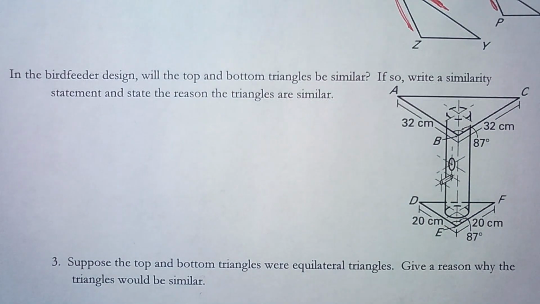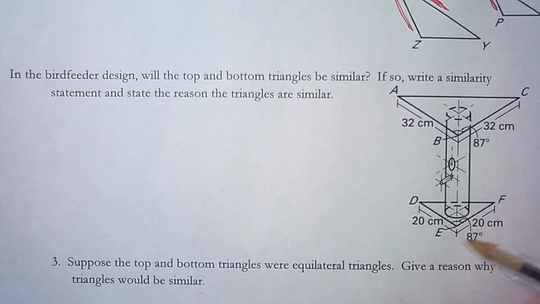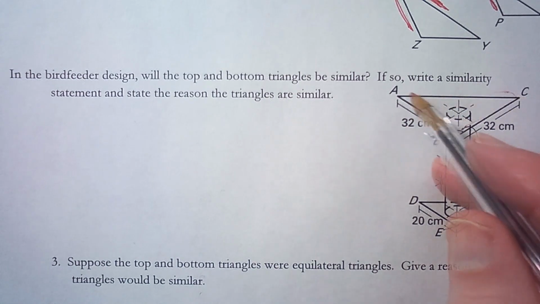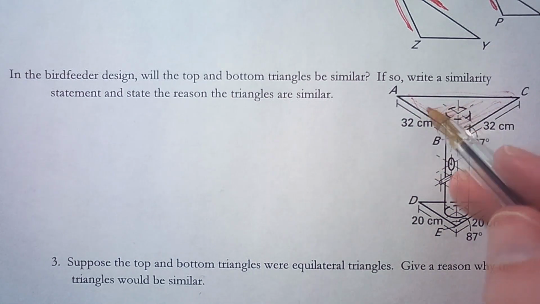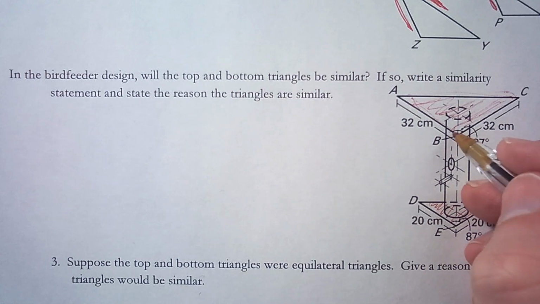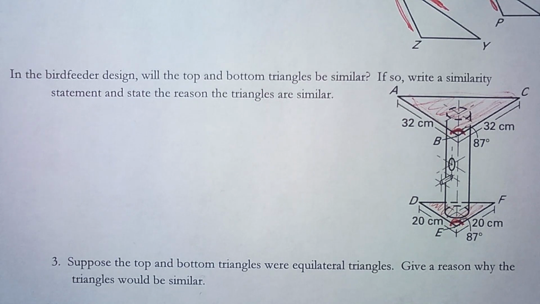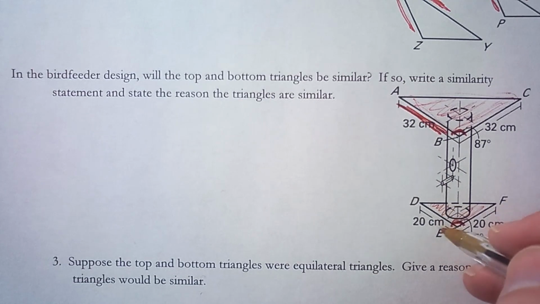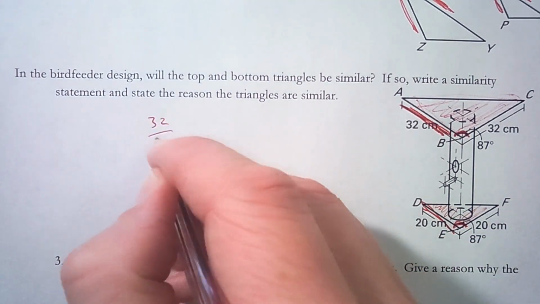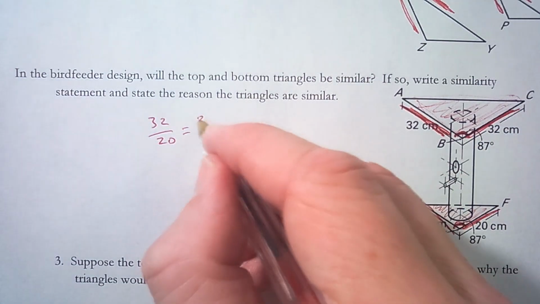Okay, so in this bird feeder design, the top and bottom triangles, will they be similar? With the information we are given, will this triangle here be similar to this triangle down here? Okay, so here's what we are given. We have an angle here that's 87 degrees, and down here, 87 degrees. Now the sides that correspond, we have a 32 and a 20, so 32 is to 20 as 32 is to 20.